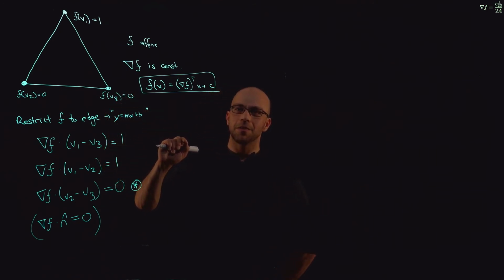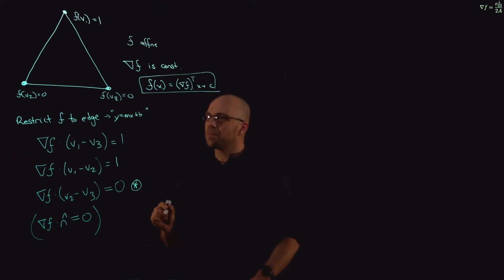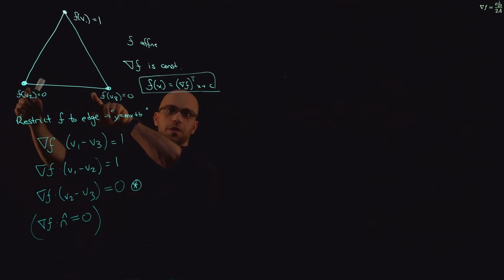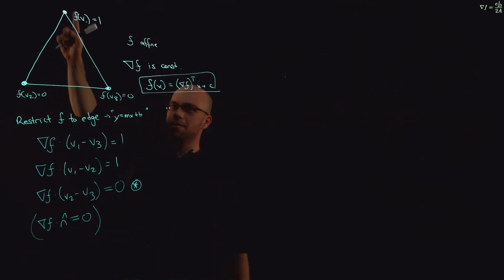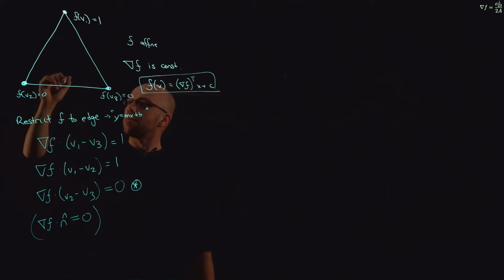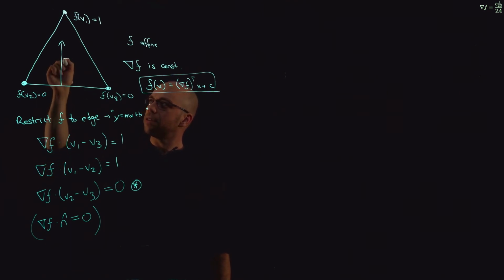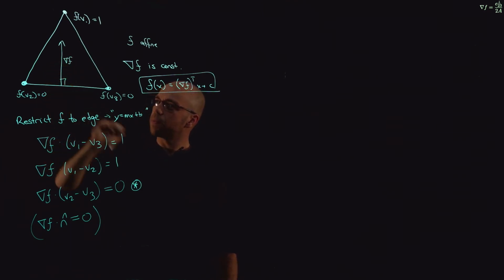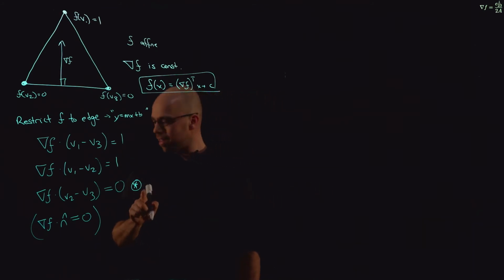Well, when dot products are equal to 0, that means that vectors are orthogonal to one another, right? So what do we know? We know that our gradient is orthogonal to this edge. And also, it points in the direction of steepest ascent, so it points up here. So our picture so far looks something like this, right? We have some vector, which is the gradient of f, and it's orthogonal to this edge on the bottom, right? And we got that thanks to this star here.